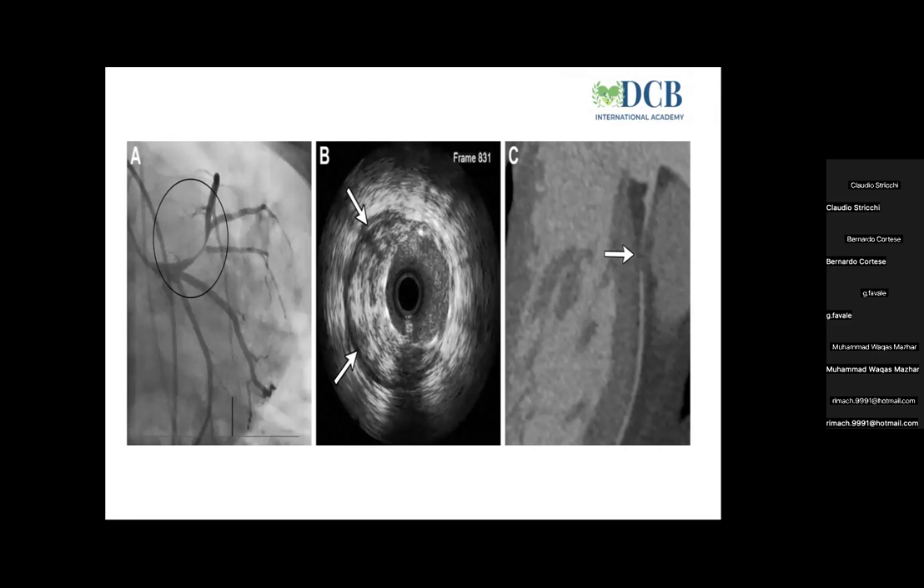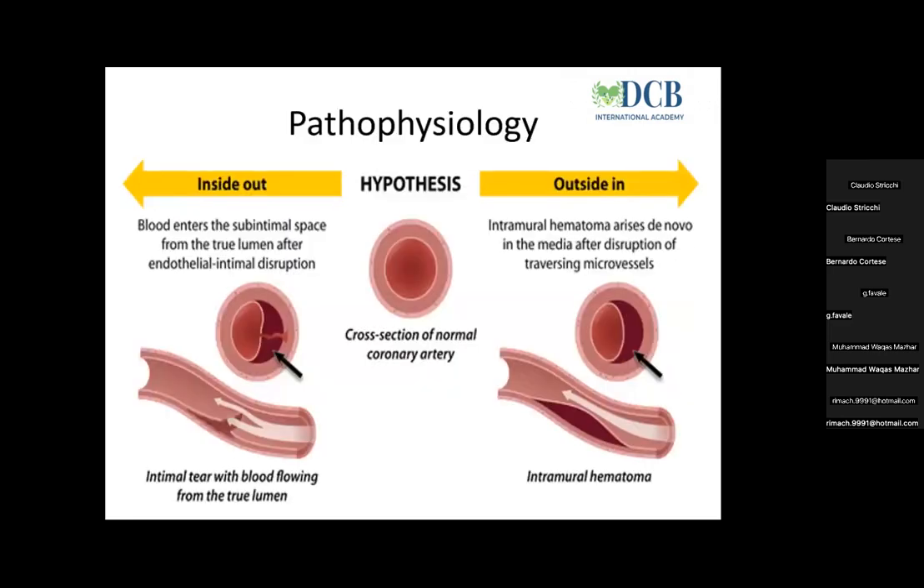Okay, thank you. So what about the pathophysiology of spontaneous coronary dissection? We have to talk about two hypotheses: inside out or outside in. Inside out is an intimal tear with blood flowing from the true lumen, so the blood can enter the subintimal space from the true lumen after endothelial intimal disruption. The second hypothesis is outside in. This is an intramural hematoma that propagates and can cause the dissection and occlusion of the vessel.